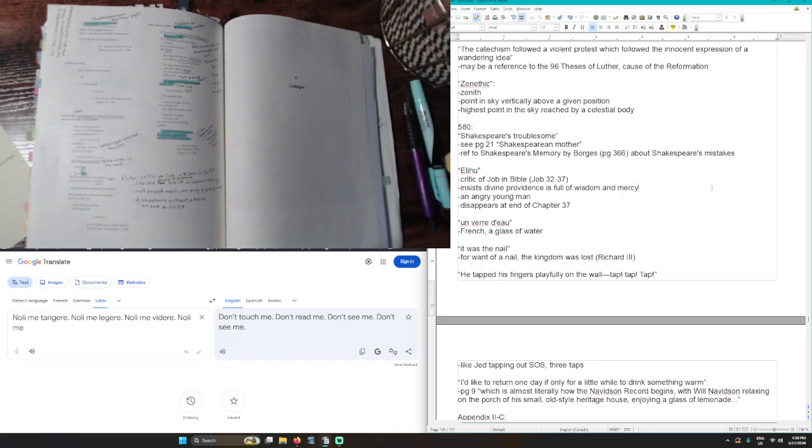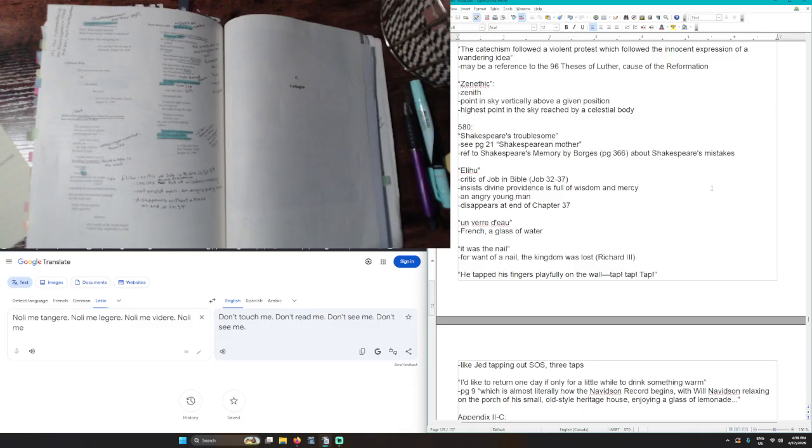580. That's the page we're on. Shakespearean mother. Or Shakespearean trouble. Shakespeare's troublesome. We also get a reference to a Shakespearean mother on page 21 in reference to Pelafina. And this could also be a reference to Shakespeare's Memory by Borges. The German quote that they use on page 366 is taken from an essay called Shakespeare's Memory by Borges, which is about mistakes made in Shakespeare. And as we know, in House of Leaves, there are no errors. So I thought that was interesting.